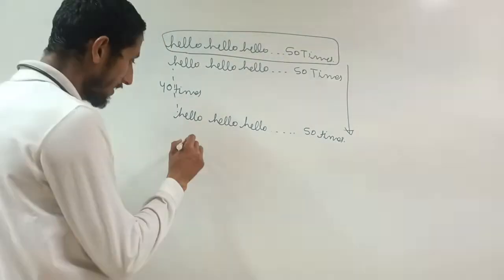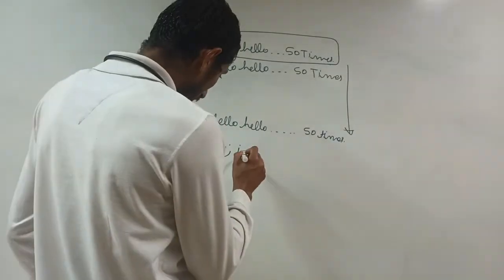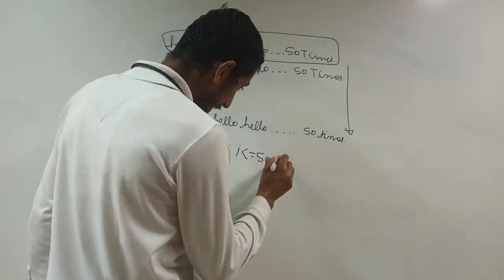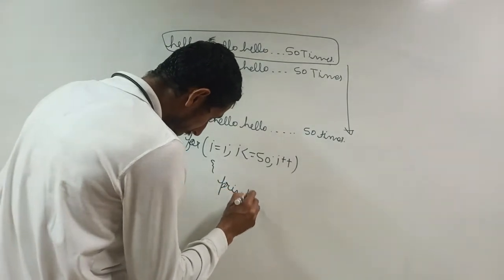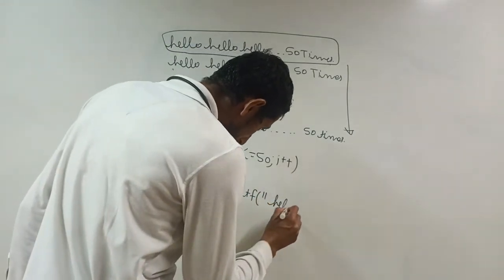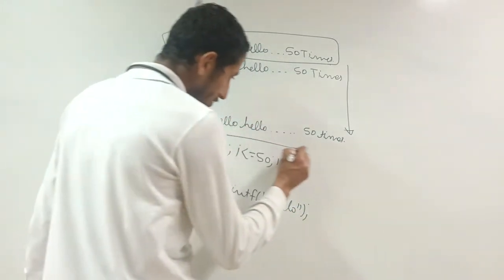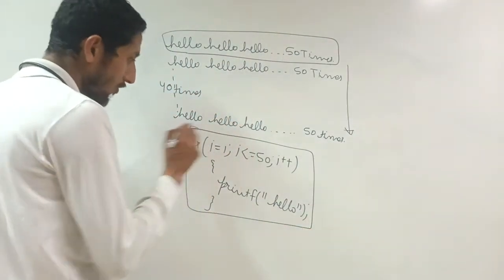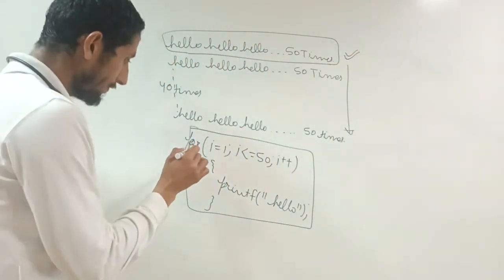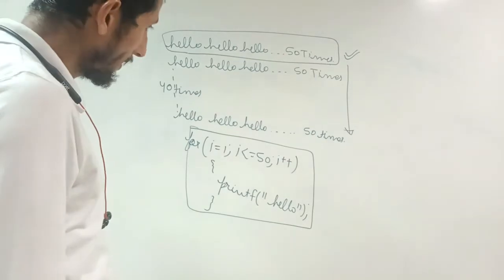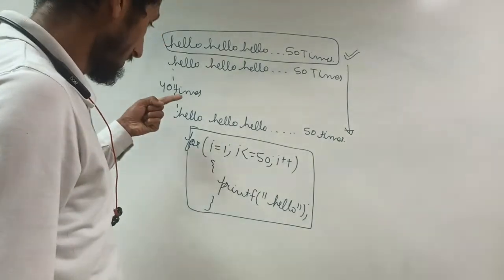So how can we do that? We can apply a for loop, for i equals 1, i less than 50 and i plus plus, because we are going to put hello in the same line. There is no need to print slash n. If you run this block of code, it will print hello 50 times. But if you have to repeat this block of statements 40 more times, how can we do that?